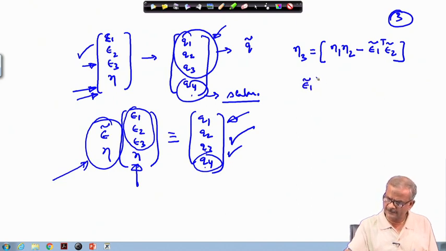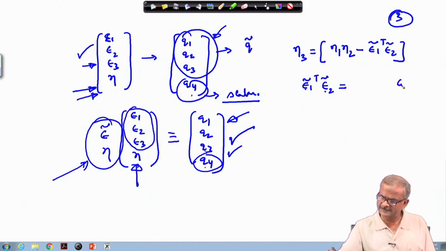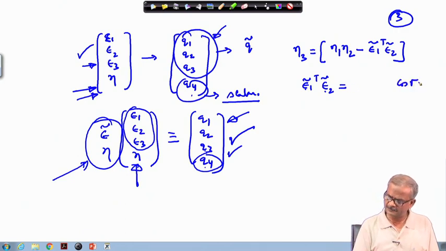So, epsilon 1 tilde transpose epsilon 2 tilde, these are the two vectors. Okay. So, this is the projection of the vector E 2 on E 1. So, obviously, the angle between these two vectors, let us write this angle as gamma.